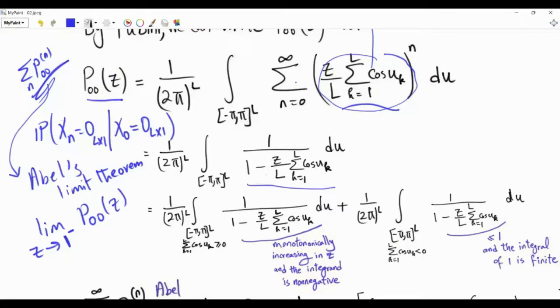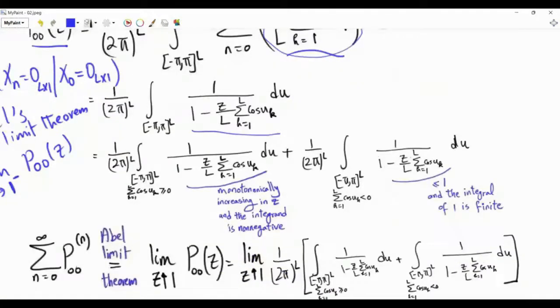For this purpose, we split the integral into 2 parts. In one part, the sum of the cosines is non-negative, and in the other part, the sum of the cosines is negative. Now, in this integral, the sum of the cosines is negative, and so the integrand is in the form of 1 over 1 plus something that is non-negative. This means that the integrand is less than or equal to 1. That's an upper bound that is independent of z. And if we replace the integrand by the upper bound 1 and do the integration, we get a finite result.